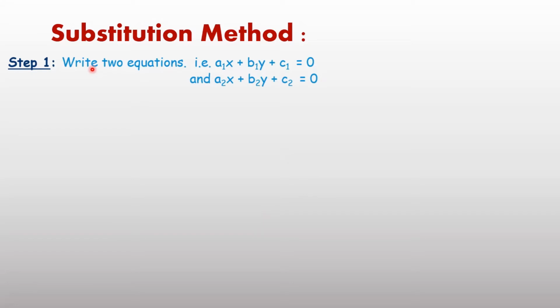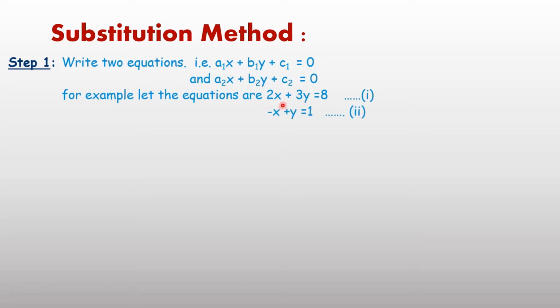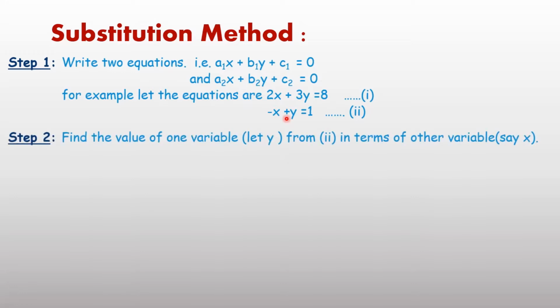In this case, two equations are given as a1x + b1y + c1 = 0 and a2x + b2y + c2 = 0. For example, let the two equations be 2x + 3y = 8 and -x + y = 1. Step first, we write the two equations as given. In step second, find the value of one variable, x or y, in terms of the other variable.